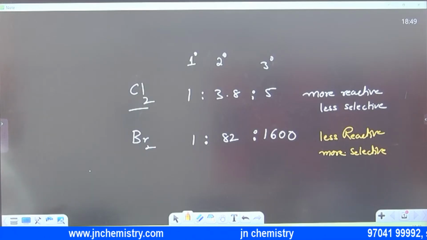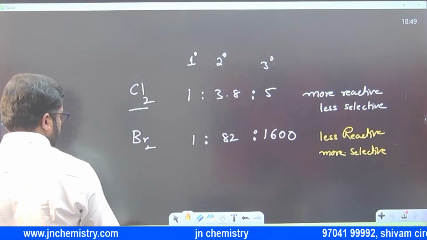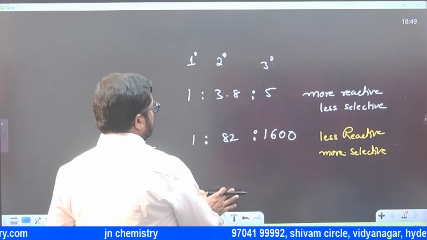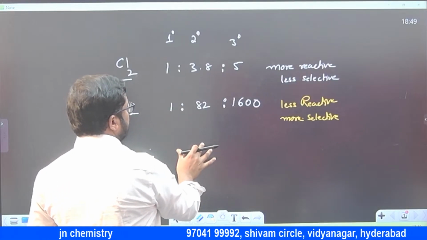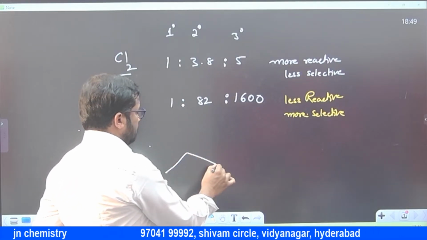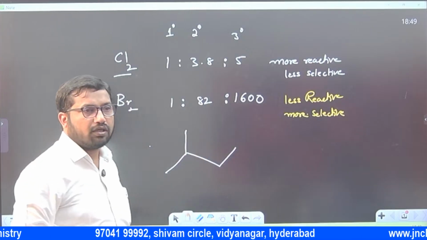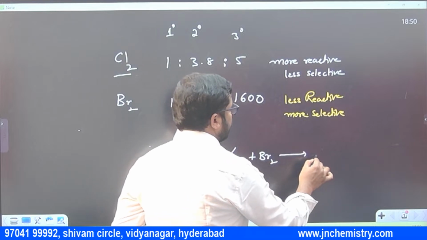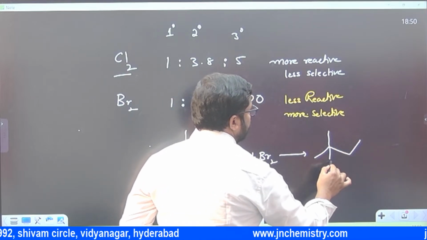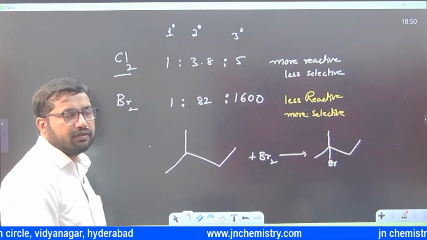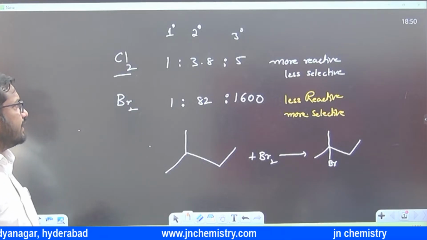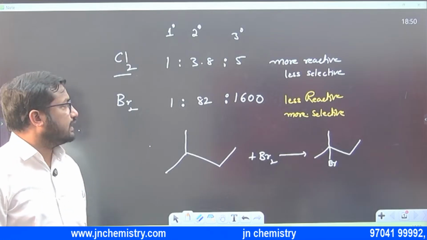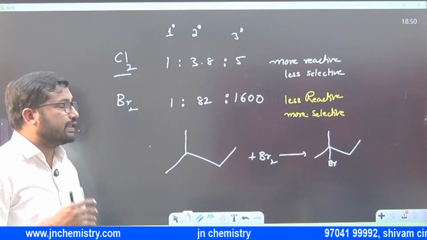Done? So chlorination and bromination. Bromination we can also do like that. If a tertiary carbon is there, for example, the compound is like this, and bromination takes place, majority of the bromine will attach at the 3 degree carbon. Write that one. Because 1600 times here is somewhat less. 1 : 3.8 : 5 in case of chlorine, whereas in case of bromine, 1 : 82 : 1600.